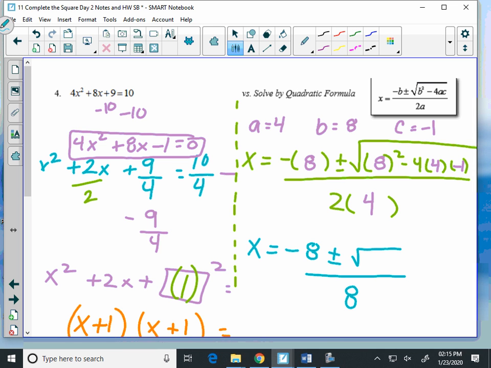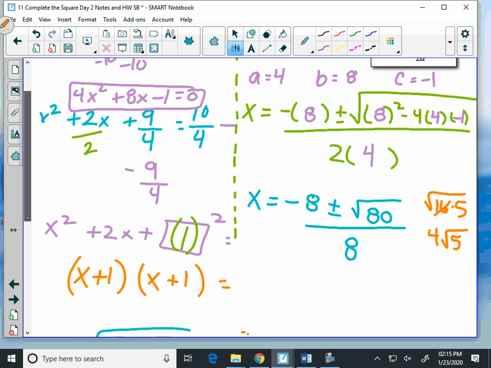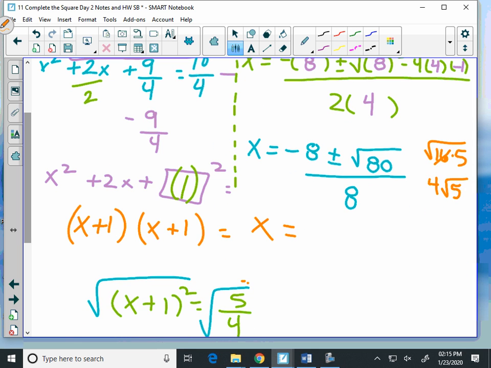80. Can we simplify once you get your radical? Can we simplify radical 80? Perfect square. What's the largest perfect square that can go into 80? 16. How many times? What's the square root of 16? Can we take the square root of 5? Nope. So radical 80 becomes 4 radical 5.